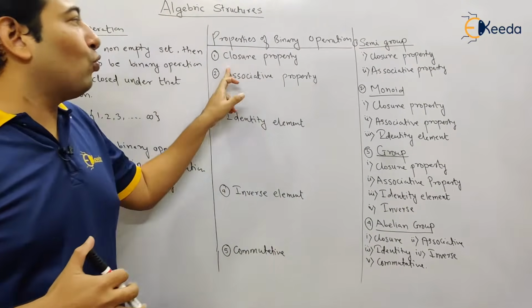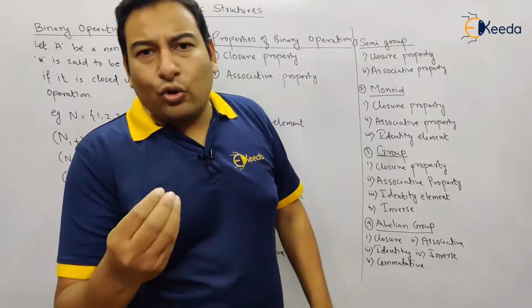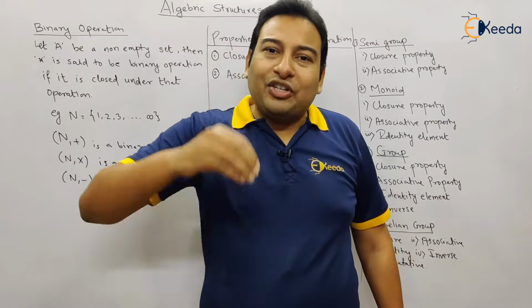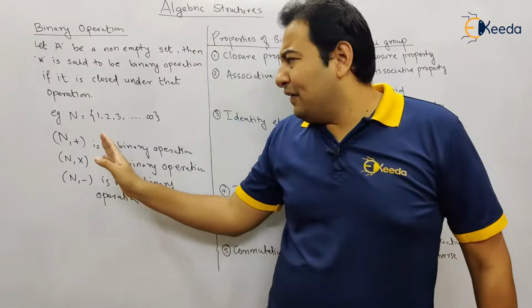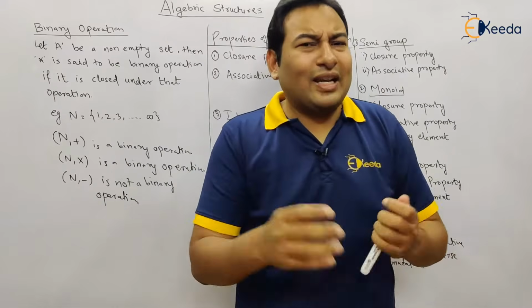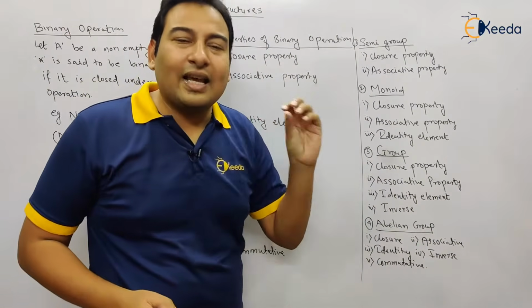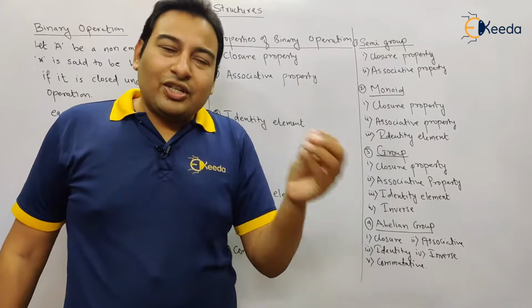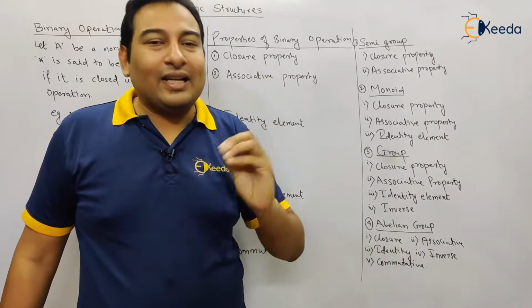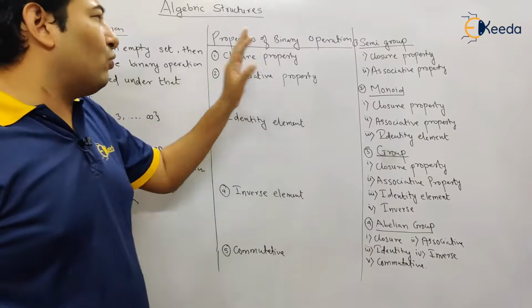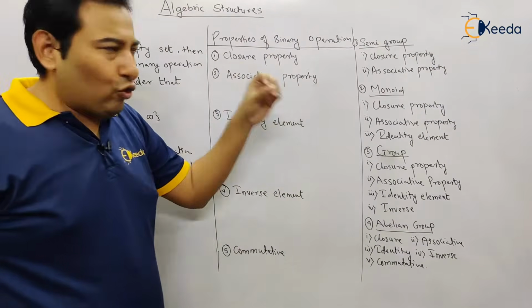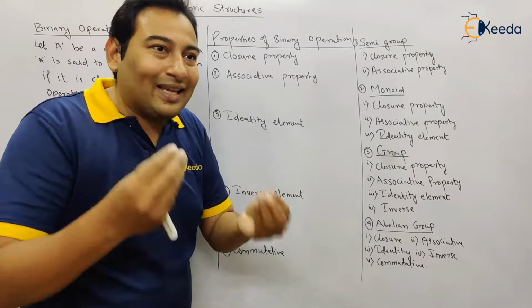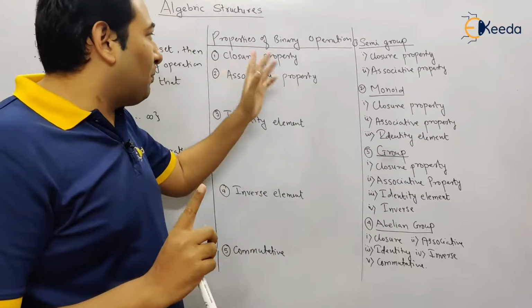The first property is closure property. Closure property means the same thing that we just discussed. An operation must be closed, or simply if it is closed, then only it is called binary operation. So that is the first property that we already discussed. And what is the closure property? Take any two numbers, perform that operation, the result should also be present in that set, then it is called a closed operation, or it is called closure property. The same thing that we discussed. So obviously closure property must be satisfied. If it is not satisfied, then it's not a binary operation. So first property is closure property.